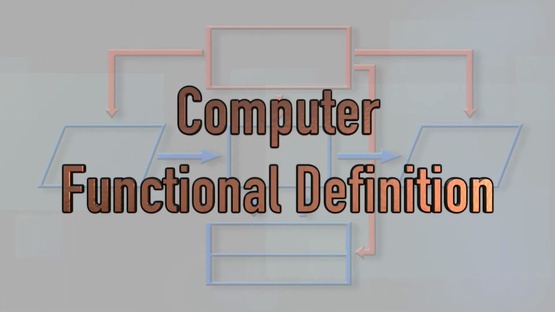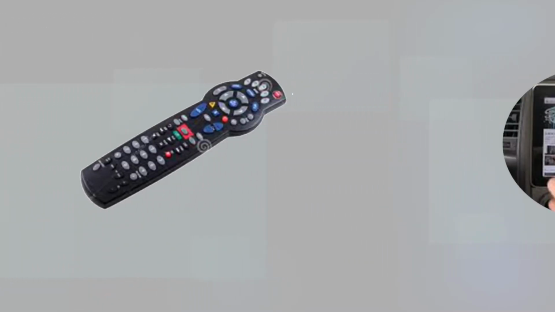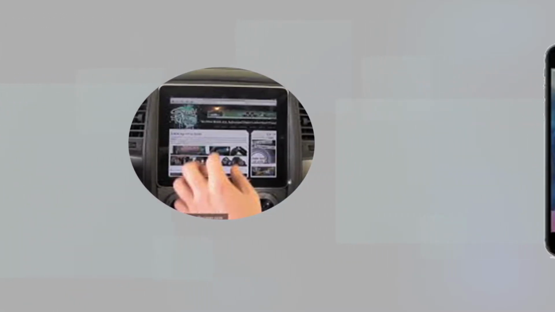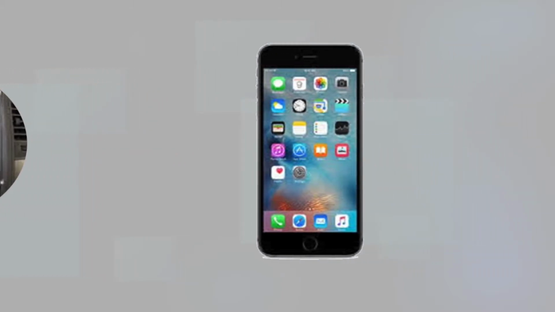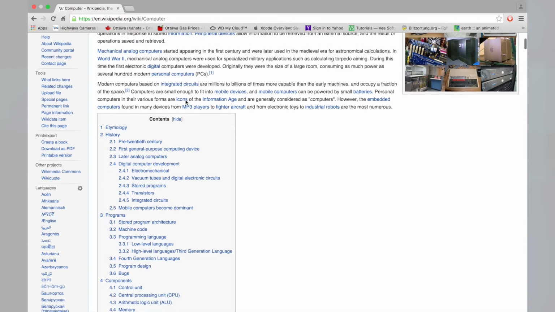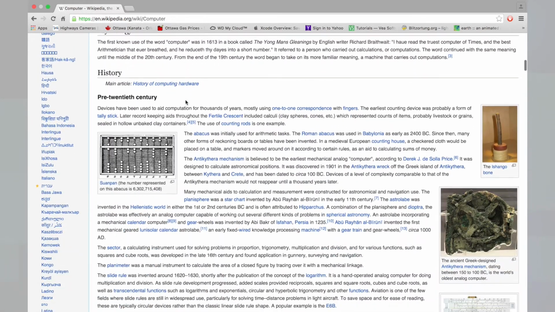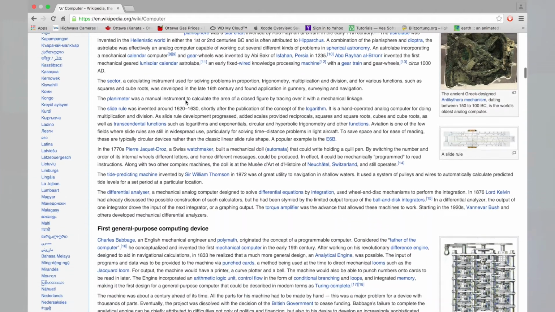Computer, a functional definition. Computers are everywhere, inside of calculators, television remote controls, cars, and even our phones. Over time, the definition for a computer has become generalized, so when we have a computing device of any kind, we often refer to it as a computer.